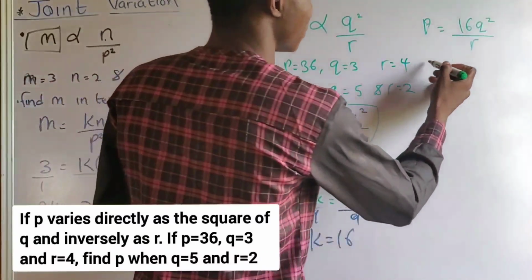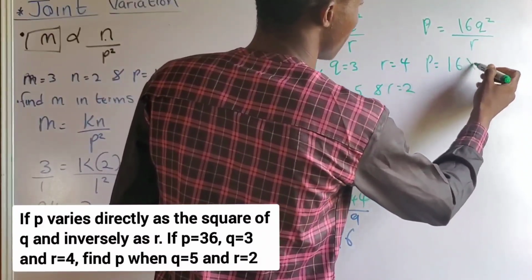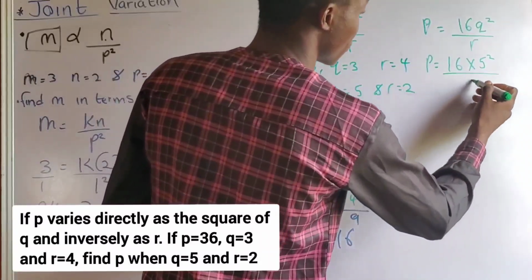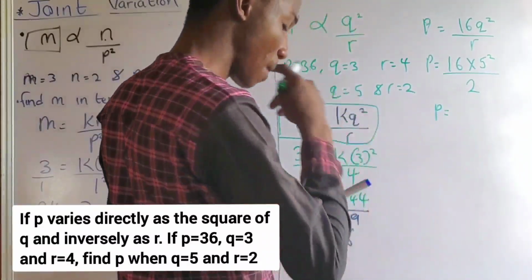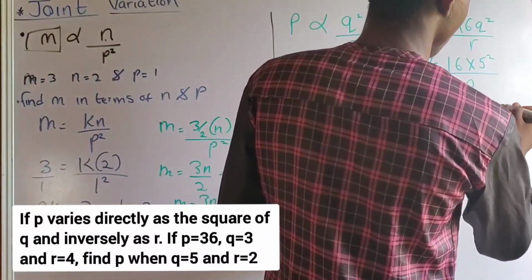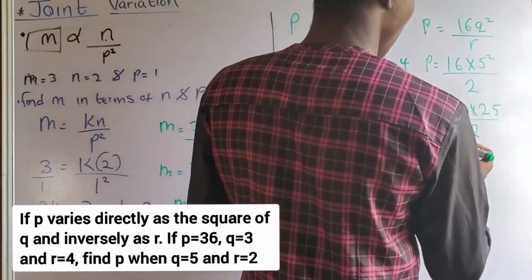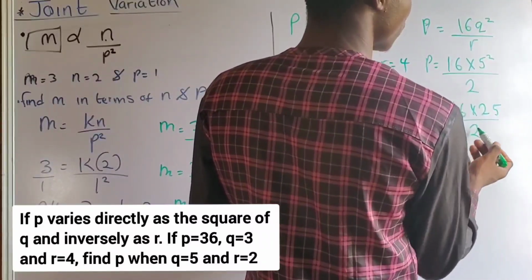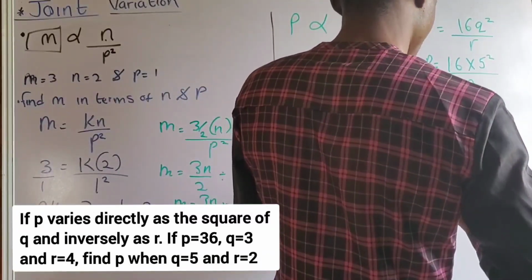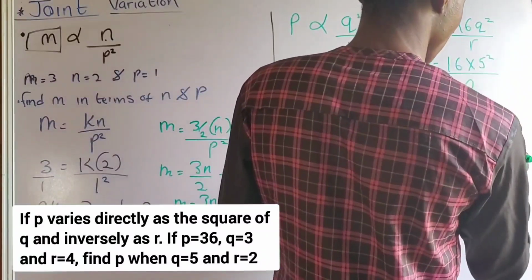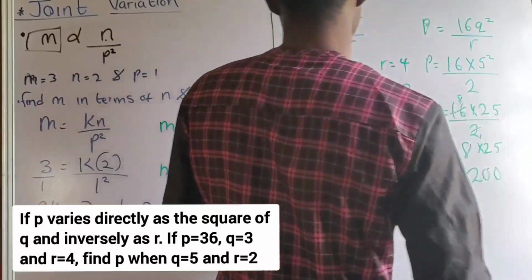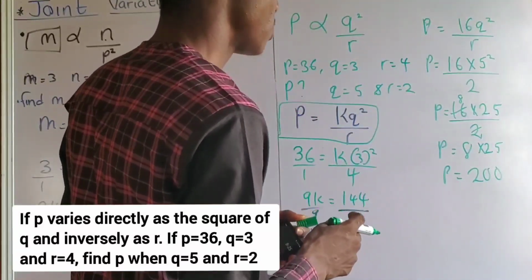So let's proceed. For this, I'm going to have p equals 16 multiplied by q squared. Q is 5, so I'm going to have multiplied by 5 squared all over r. R is 2, so I'm going to have all over 2. P is equal to 16 multiplied by 25 all over 2. Okay, now this 2 divided into 16 is 8, right? So I'm going to have 8 multiplied by 25. 8 times 25 is 200, so p is equal to 200. Okay, so when q is 5 and r is 2, the value of p is 200.